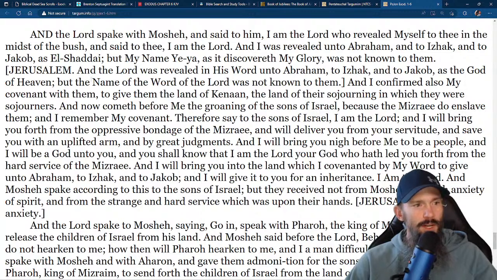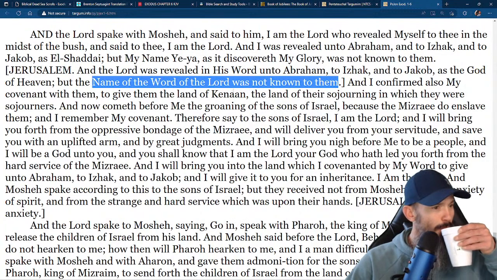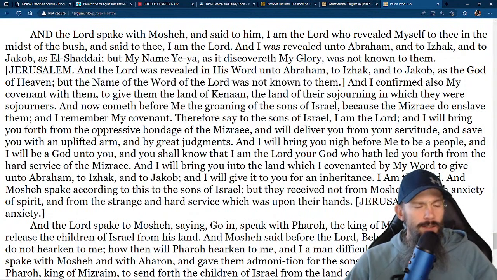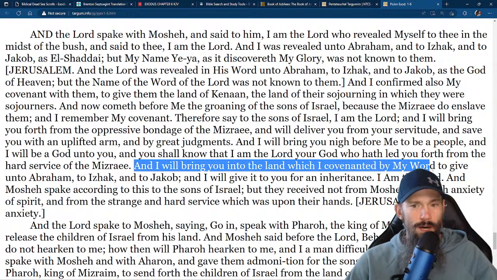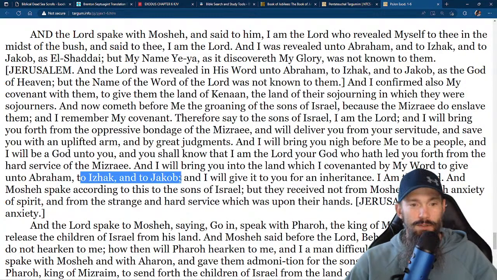Yep. It says, but the name of the word of the Lord was not known to them. Who's the word? Messiah. And therefore say to the sons of Israel, I will bring you into the land which I covenanted by my word, Messiah, to give unto Abraham. So it doesn't say swear either, but it says he covenanted. So like swear. To give unto Abraham, Isaac, and Jacob. So they got Isaac and Jacob in there too. And I will give it to you for an inheritance.